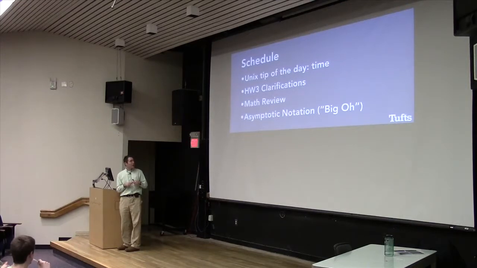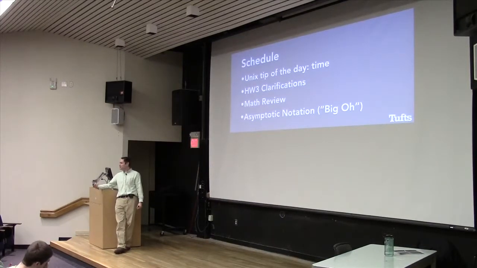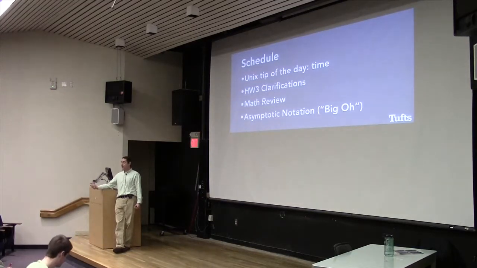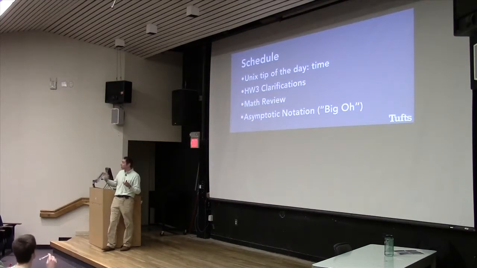But we're going to talk a little bit more about homework 3 clarifications. Then we're going to do a little bit of a math review, because the next set of things that we're going to do is actually start digging into some of these algorithms we've been talking about and figuring out details about how they run and how fast they run in what we call an asymptotic situation. That is, as you get inputs that are bigger and bigger, how does the program behave?